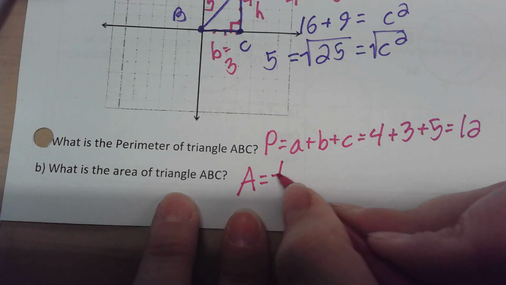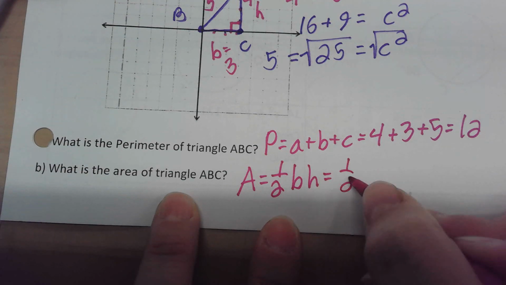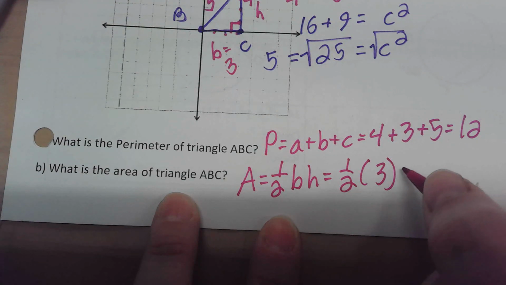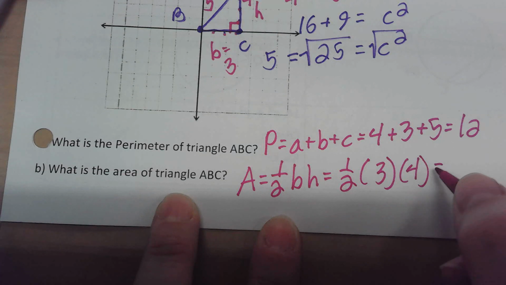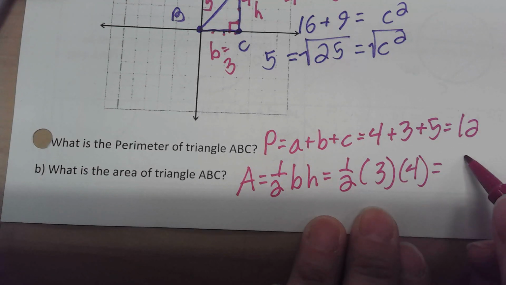Okay. And then how do we find the area of a triangle? 1/2 base times height. Yep. We also just did that in the warm-up. Okay, so it's going to be 1/2 times 3 times 4. What do we get for the area of that triangle? 6? Yep, I agree, 6.